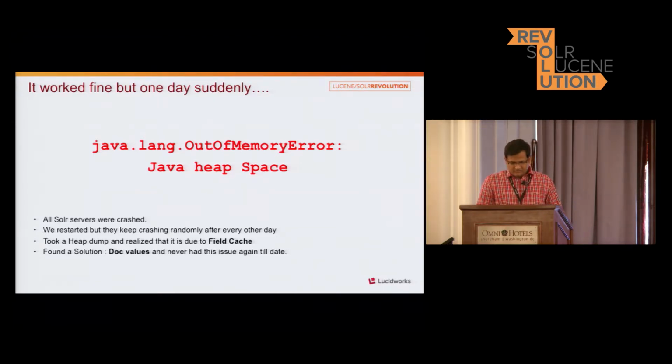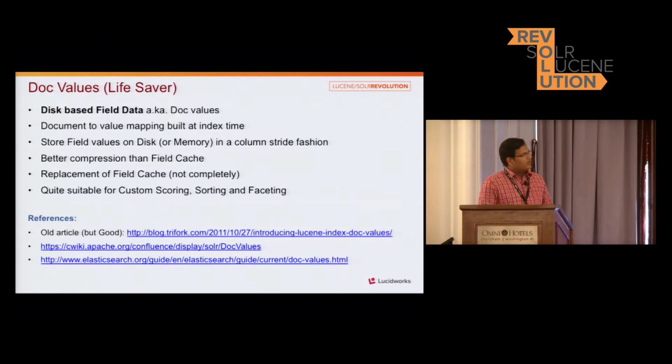I'll show you what doc values are and how they work. Doc values is disk-based field data. As its name suggests, whatever field data you have, you write to disk, and whenever you need it, you read from there. The field cache, by contrast, maintains everything in memory. Because we have a large number of documents, we would need more memory, and if we use more memory, we are going to have full GC issues. So we cannot go with that approach.